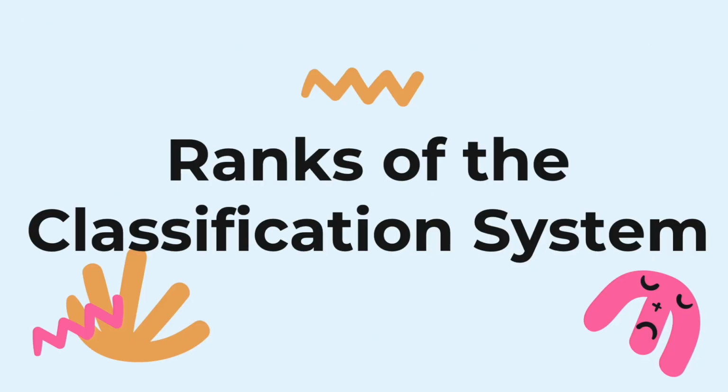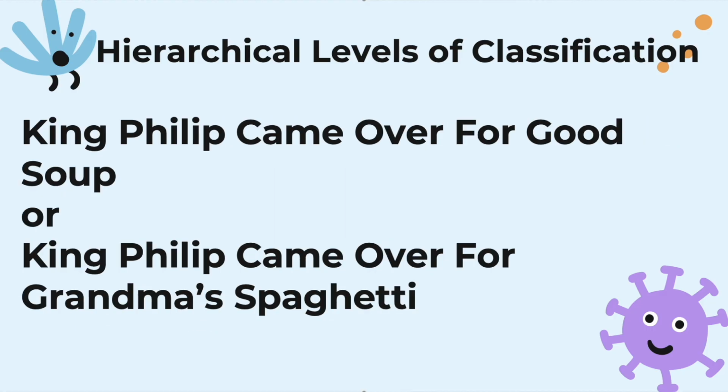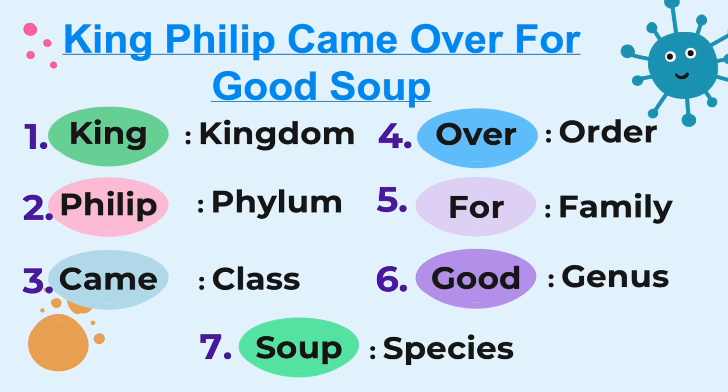So now let's talk about the classification hierarchy. Let's break down the 7 ranks of classification using a fun mnemonic. King Philip came over for good soup, or King Philip came over for grandma spaghetti. Whatever you like, there is a great deal of mnemonics you can use to memorize the classification hierarchy. So let's take King Philip came over for good soup as our mnemonic. So this stands for kingdom, phylum, class, order, family, genus, and species. So we have 7 classification ranks.